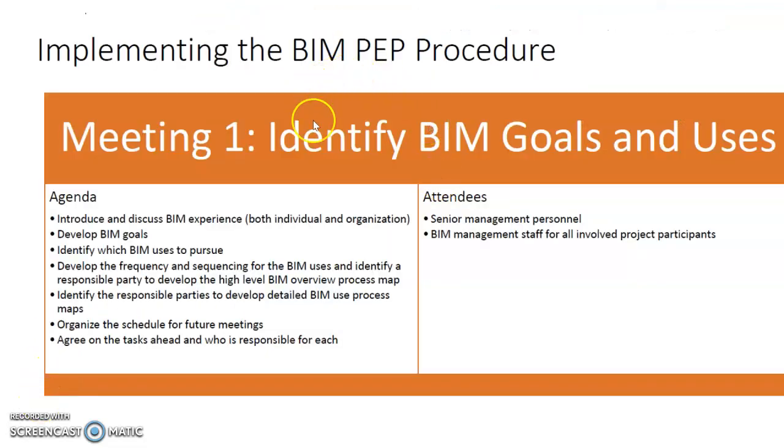So to summarize, the first step is to identify the BIM goals and the users. Although we put down that it's a first step, this first step can require a series of meetings over a period of time. It may not be all completed within one session. But during this particular step, we will typically get the senior management and the BIM management staff to be involved because they will be able to provide more input. And these are the typical agendas for this series of meetings for this first step.